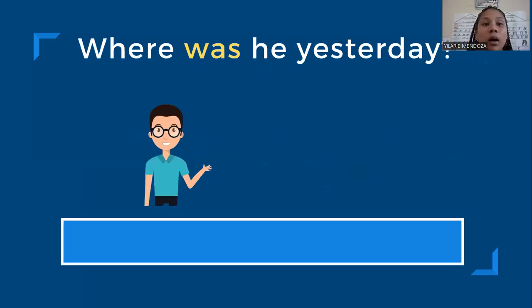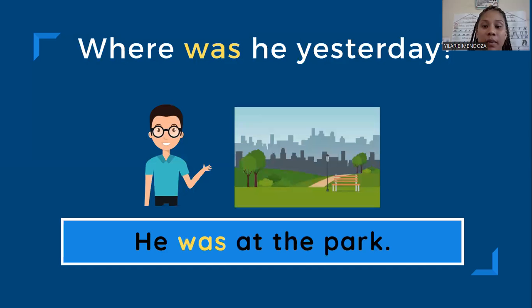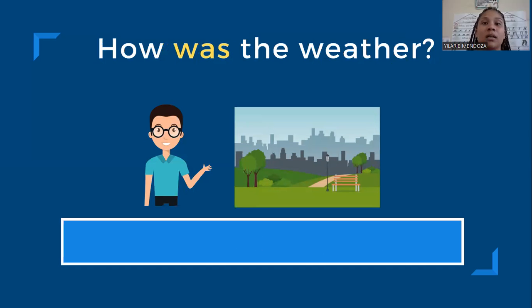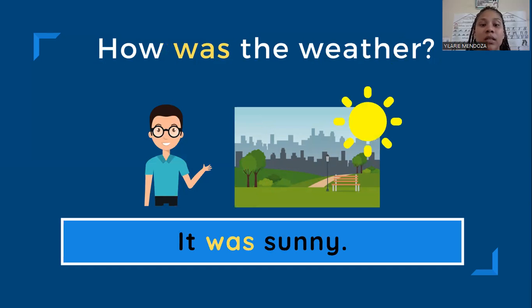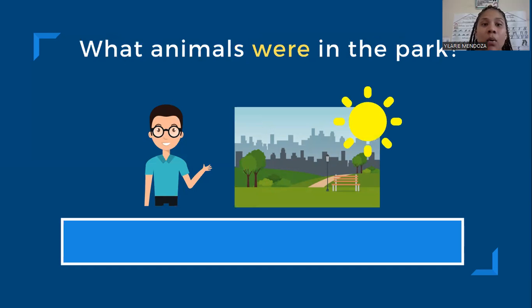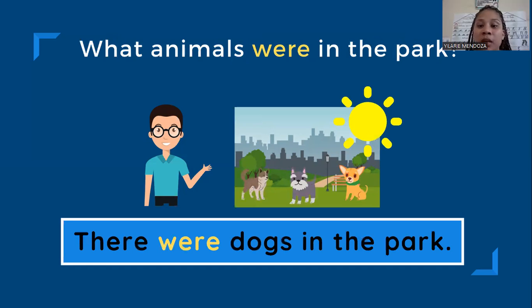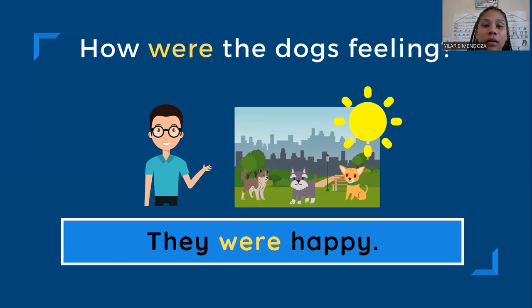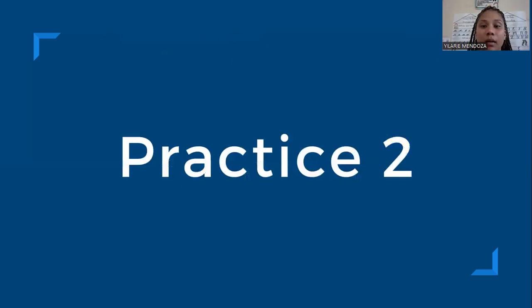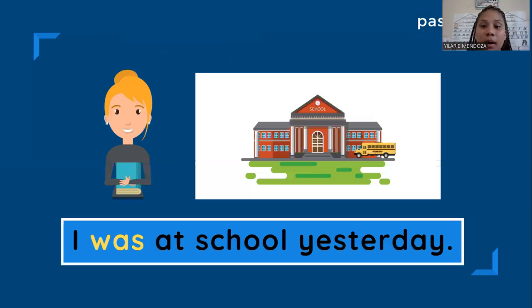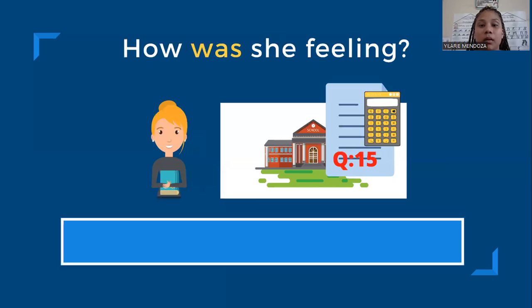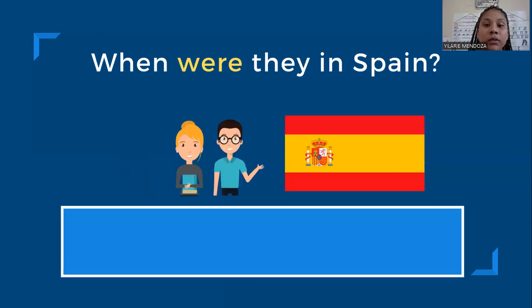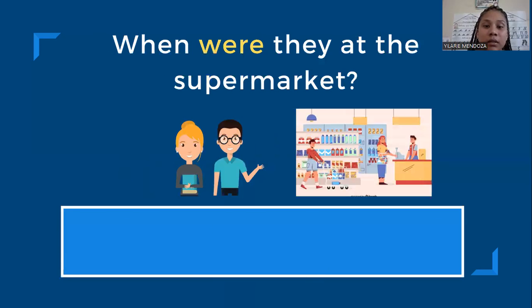The quiz number one. Where was he yesterday? He was at the park. How was the weather? The weather was sunny. What animals were in the park? There were ducks in the park. How were the ducks feeling? They were happy. The practice number two and the quiz number two, the practice number three and quiz number three are the practice and the session class.